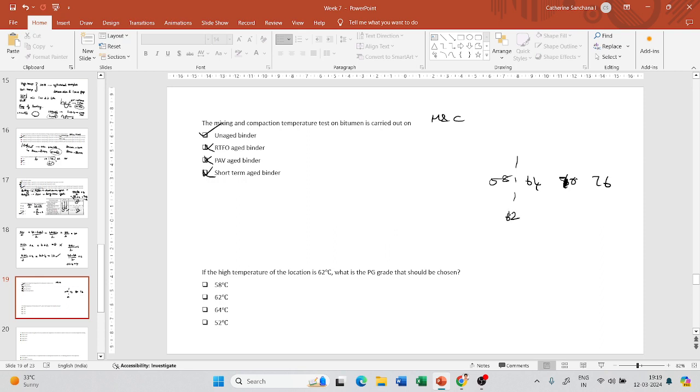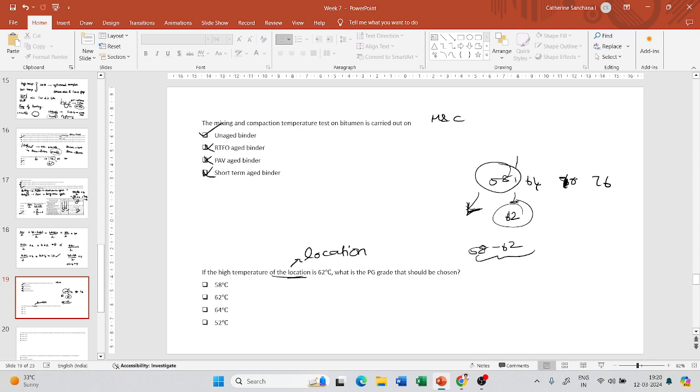And what should be the PG grade? This is the temperature of the location. What did we see? So what grade of bitumen should you ask for now? Should you ask for 58 or 64? If you ask for 58, your binder can only withstand temperatures up to 58 degrees Celsius, but your pavement is prone to be subjected to temperatures up to 62 degrees Celsius. So if the pavement temperature falls between 58 and 62, then your pavement will fail by rutting, right?